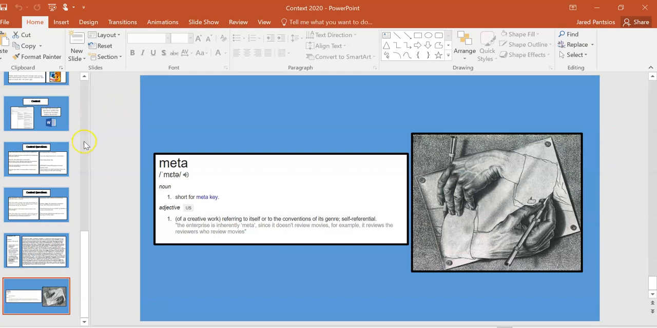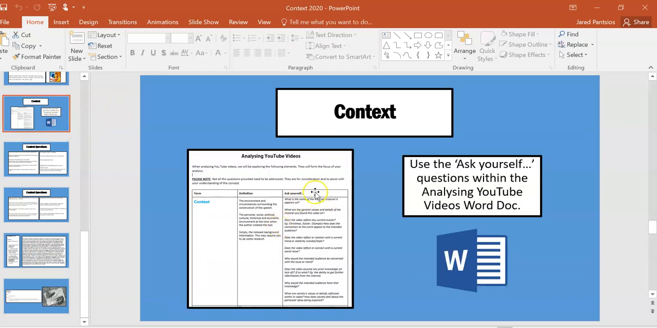So once again, have a look at the questions that are available to you, remembering that you do not have to answer all of them, but in short, context is understanding any background information relating to either the film trailer, vlogger, or video that is published and how it may inform your decisions or interpretation of that video.